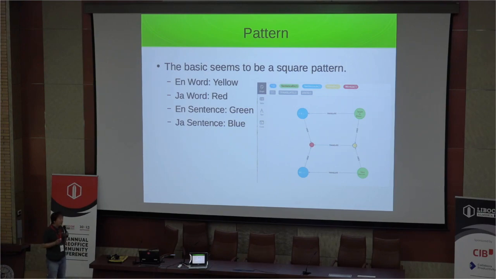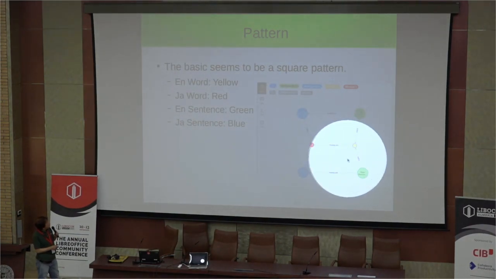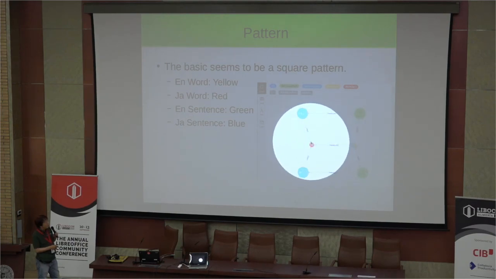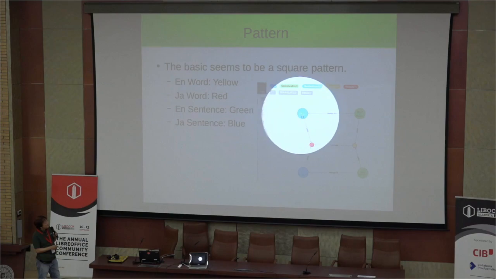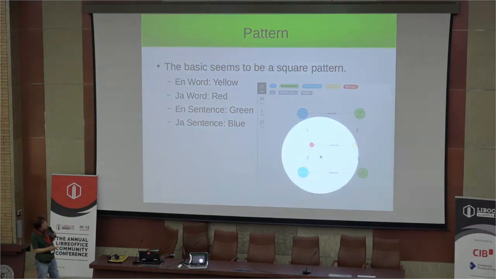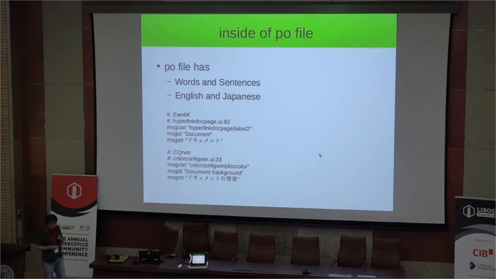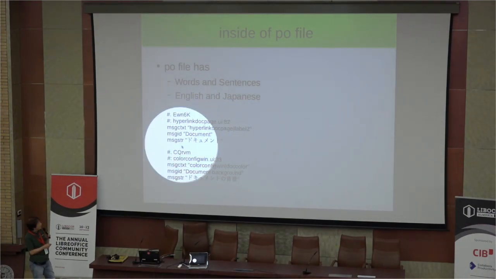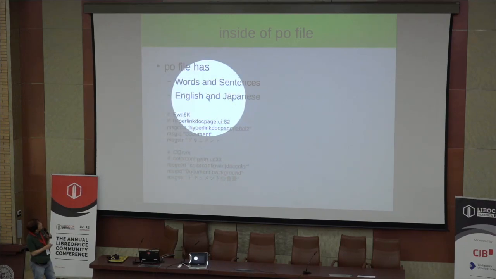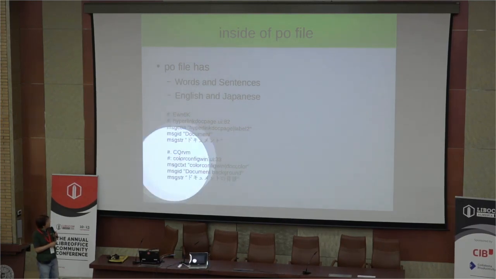So this is, I thought of the pattern. This is word. Yellow is English word, one English word, one Japanese word. Sentence is green. Sentence uses word. This Japanese sentence uses word. The square pattern is correct, I think. So I watched the inside of my PO file, like this one, English document, a Japanese document. And this is word. This is sentence, document background. This is sentence and word.